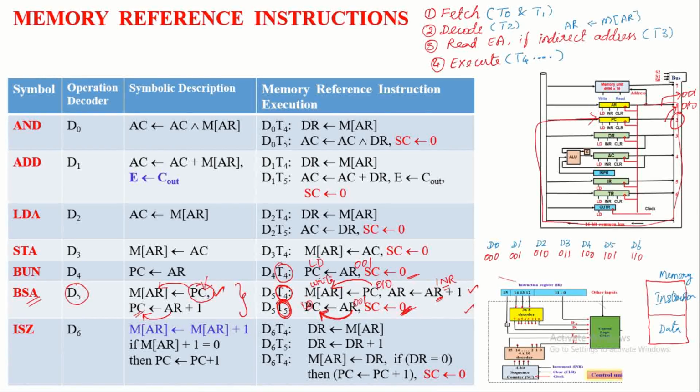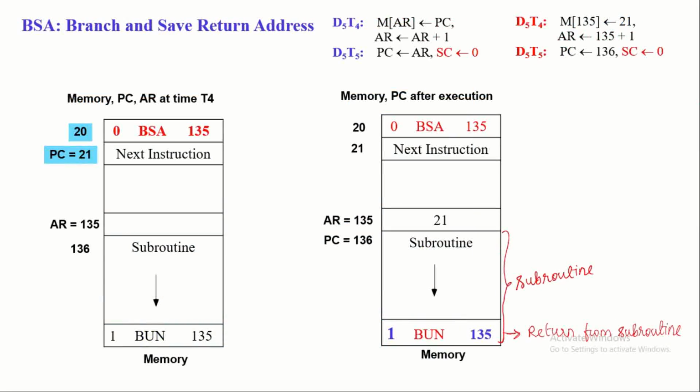Let us now discuss the branch and save return address operation with a suitable illustration. Here in this figure, the content of the memory, program counter and address register are shown at timing signal T4. Look at the memory location 20. The memory reference instruction that is stored there performs the branch and save return address operation.